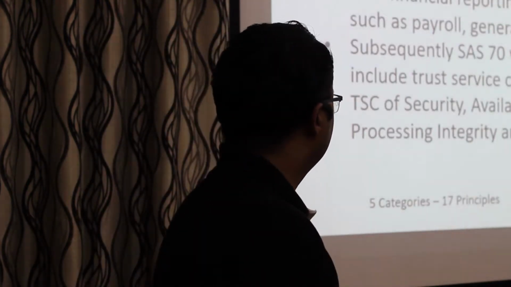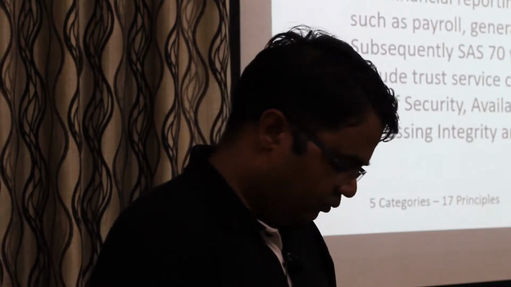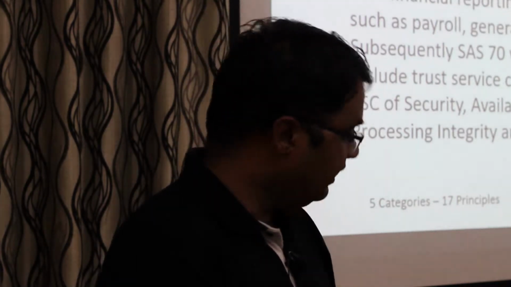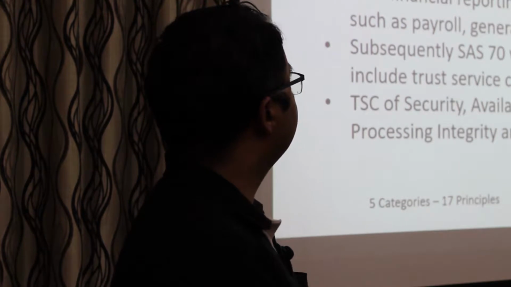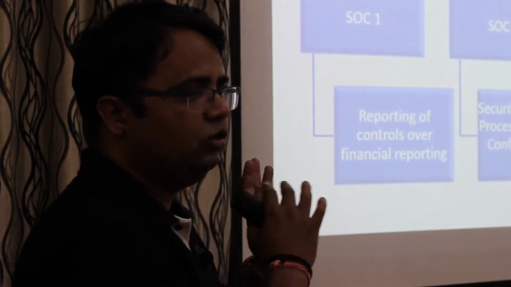These were the TSC, that is trust service criteria, which were applied in SOC reports. That is the security, availability, confidentiality, processing integrity, and privacy. These were now included in the criteria. Now, what is the basic difference between SOC 1, SOC 2, SOC 3? SOC 1 was basically the old SAS 70.